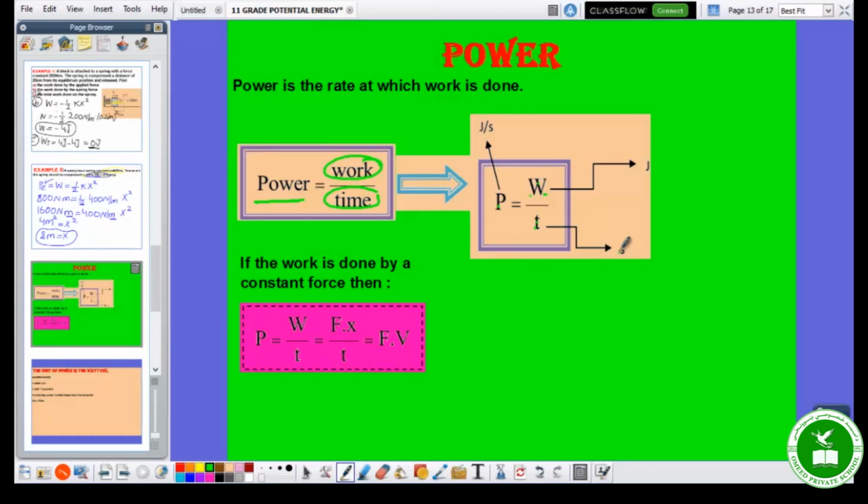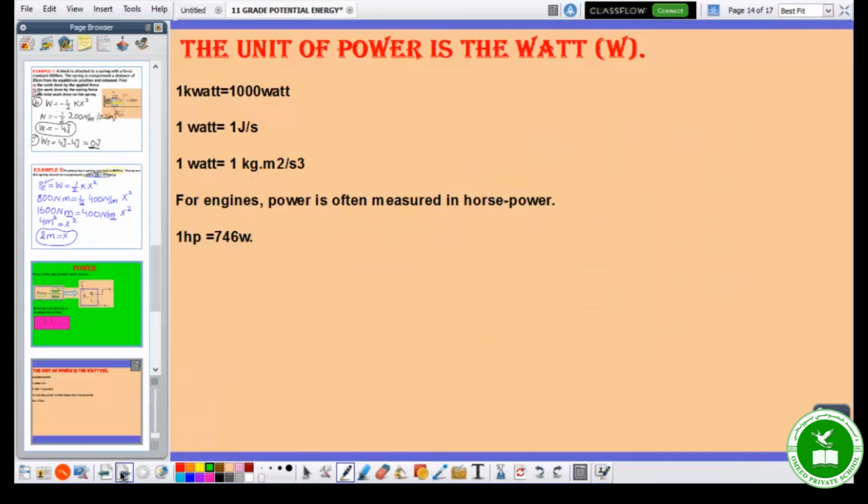Then the unit of power will be watt. Obviously there will be larger units also, like kilowatt. 1 kilowatt is equal to 1000 watt. Next, for example, horsepower is there. 1 horsepower is equal to 746 watt.